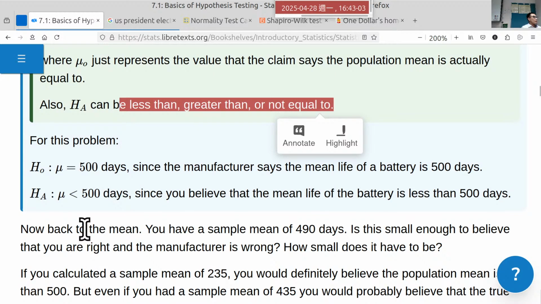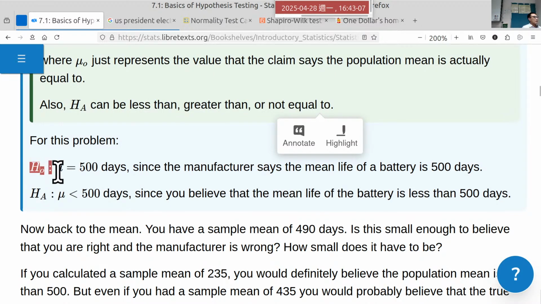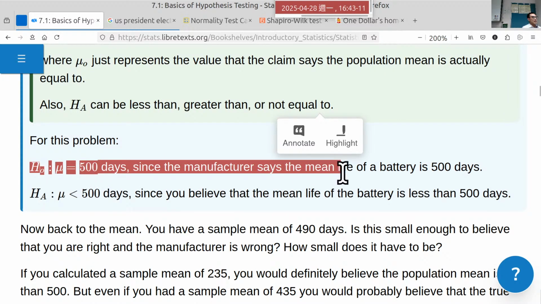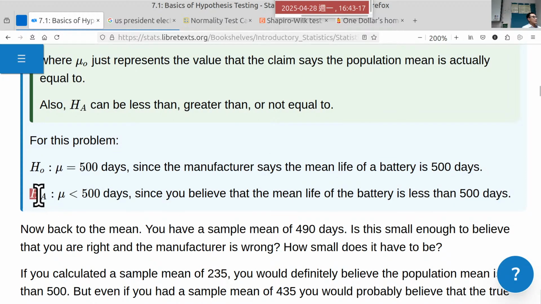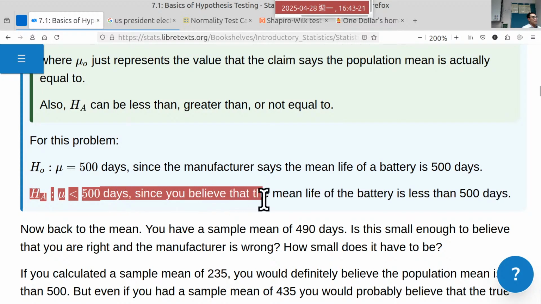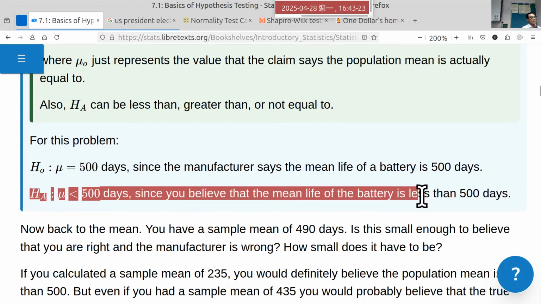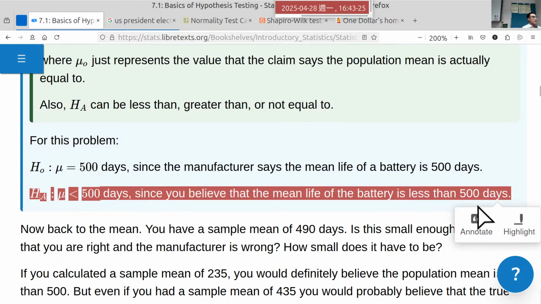For this problem, null hypothesis, mu equals 500 days, since the manufacturer says the mean life of the battery is 500 days. Alternate hypothesis, mean less than 500 days, since you believe that the mean life of the battery is less than 500 days. Okay.